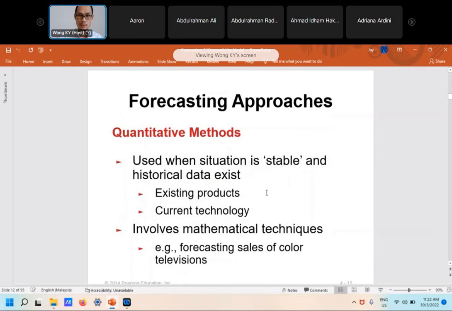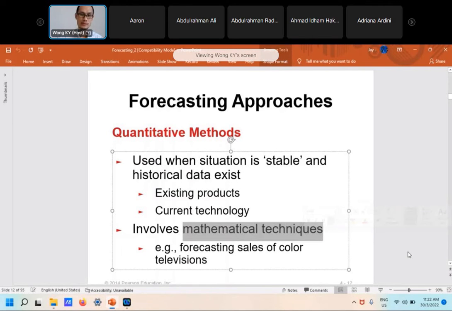Quantitative method is different. Quantitative methods always involve the use of mathematical techniques. Okay, meaning you need to use some formulas, some mathematical models in order for you to do the forecast. And quantitative method is normally used when the situation is more stable and when historical data exists. Okay, I already said you cannot do forecasting if you do not have data. If you do not have data, then the best you can do is you use qualitative methods and you predict based on your intuition.